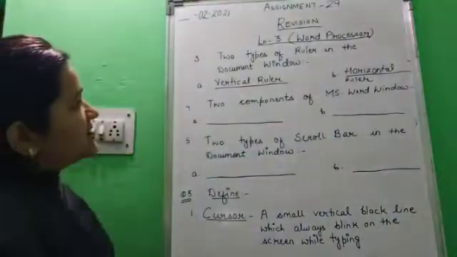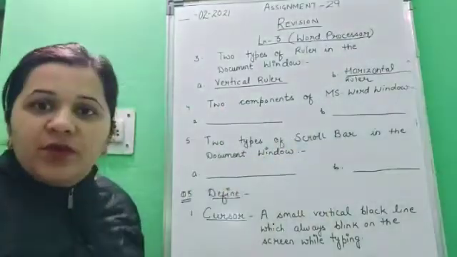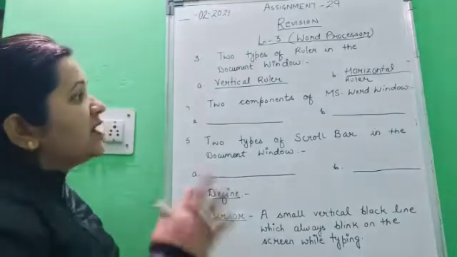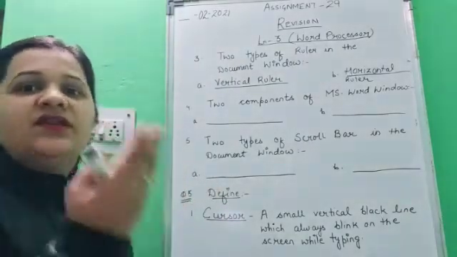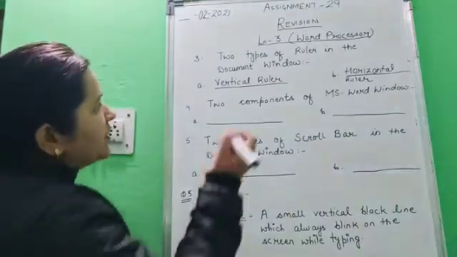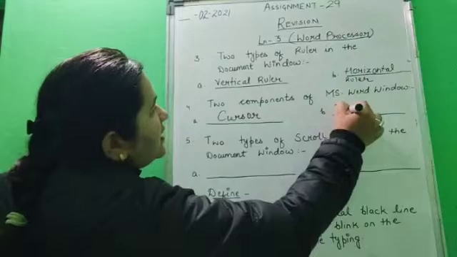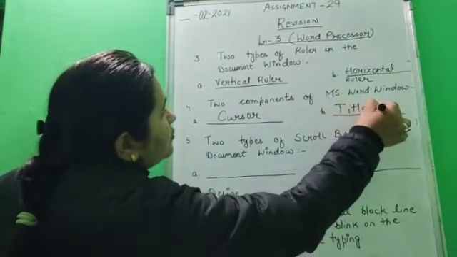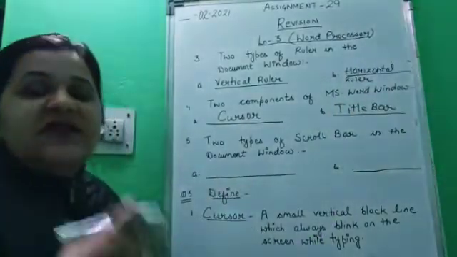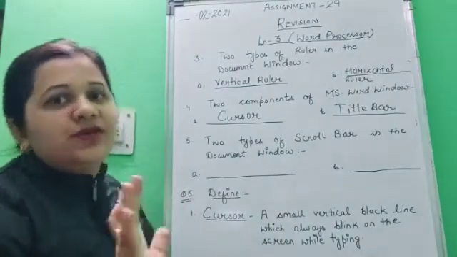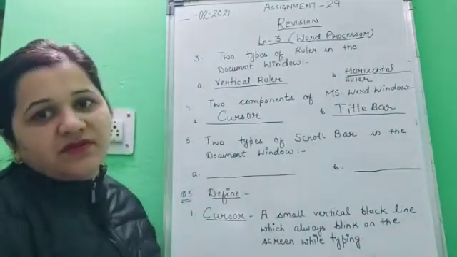Next comes two components of MS Word window. We have discussed in question number 2 the different components of MS Word window. There are so many, so you can write down any two. You can write cursor, title bar, ruler, status bar, ribbon, or quick access toolbar. You can write the names of any two components of MS Word window.